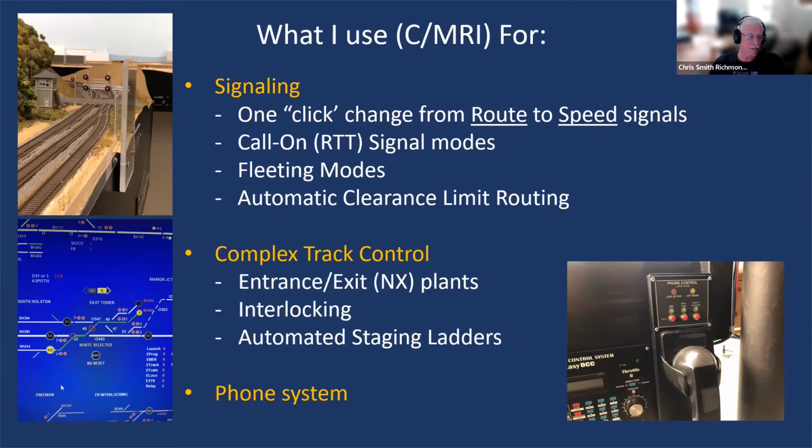In addition, simple interlocking, such as a single passing siding, is considered an interlocking in CTC. That is available for logic, whether or not to release a train or not. And then I use, for complex track control, I have automated staging ladder control as well.